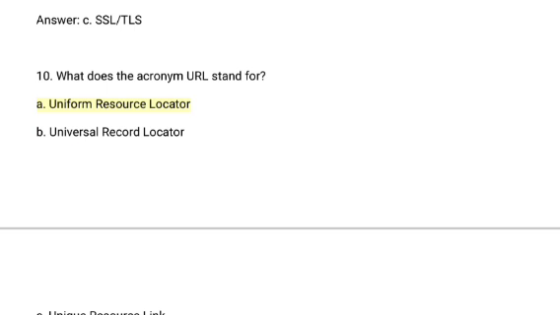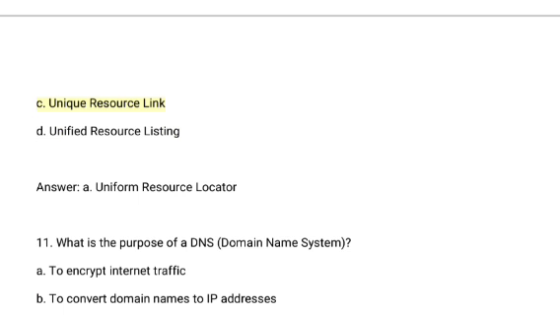10. What does the acronym URL stand for? A. Uniform Resource Locator. B. Universal Record Locator. C. Unique Resource Link. D. Unified Resource Listing. Answer. A. Uniform Resource Locator.